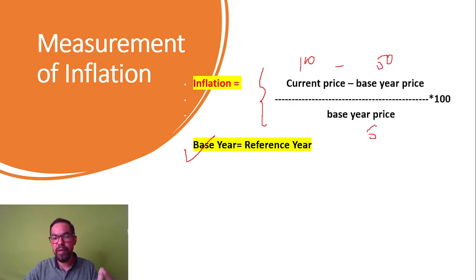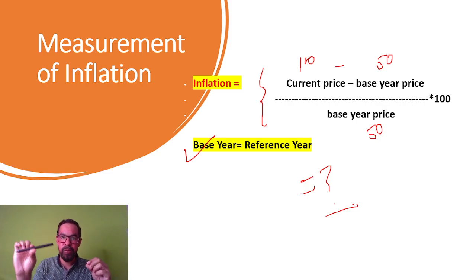So divide by 50 into 100. So the outcome is your inflation. Okay, so there is a 100% increment, or there is a 100% inflation in this particular market.